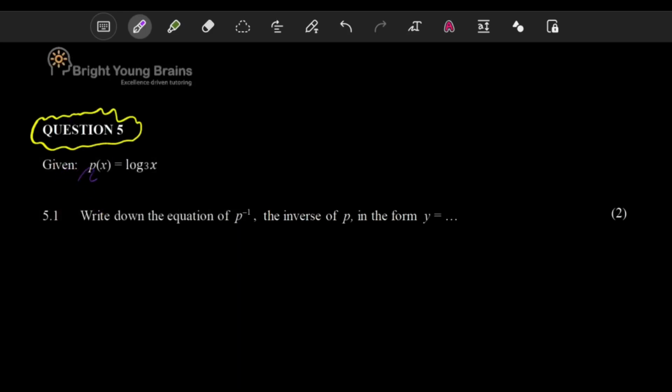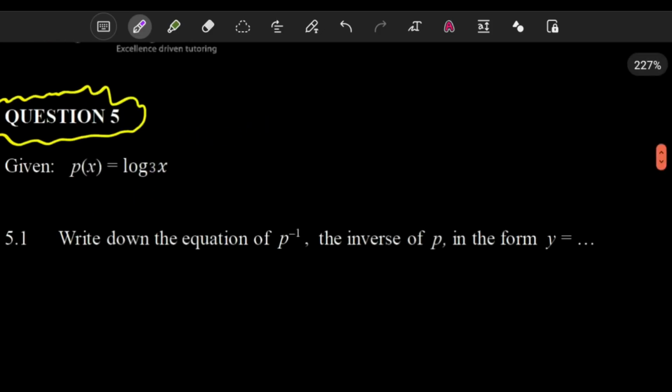Anyways, question 5 here says, P of x is equal to log 3 x. The annoying thing with the way this question is given is that it makes it look as though the 3 is together with the x, but that's not the case. This 3 here is the base of the log, so this is actually log base 3 of x. Let's just clarify.